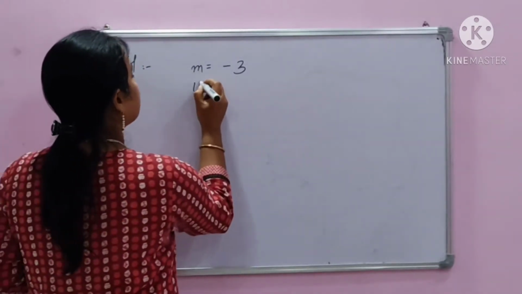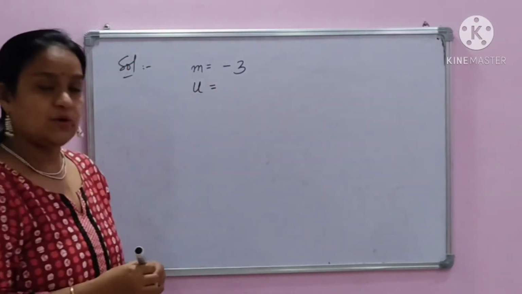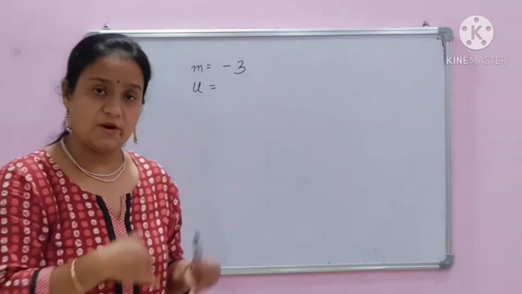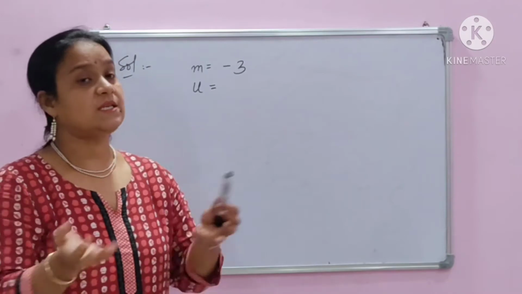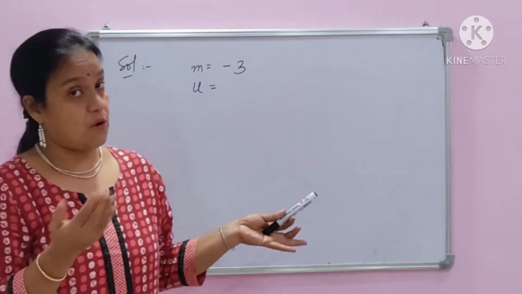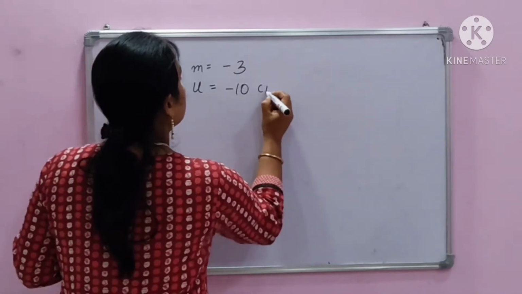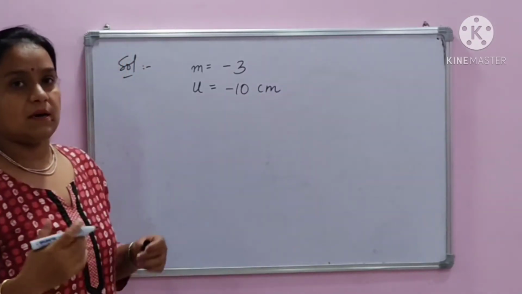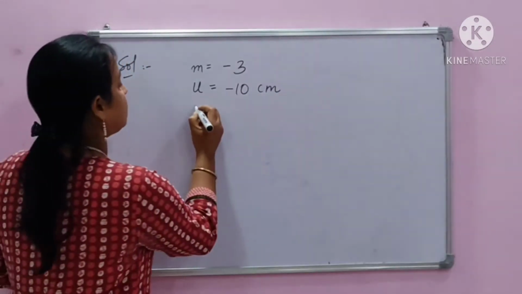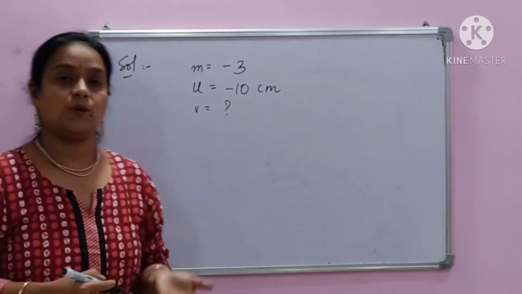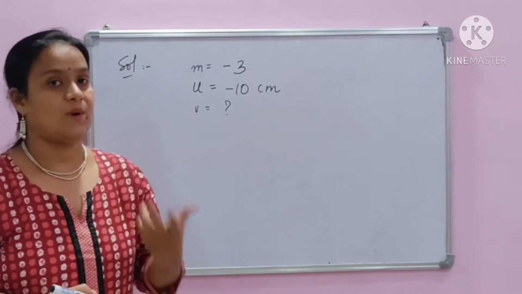Now we know that object distance, we write it as u, and by default we always place the object at the left side of the mirror. So the object distance is at the left side from the pole, so negative. So it is -10 centimeter. And we have been asked to find the image distance, that is v. So now you will get a clear picture of what is given and what you have to find out, so you know which formula you have to apply.